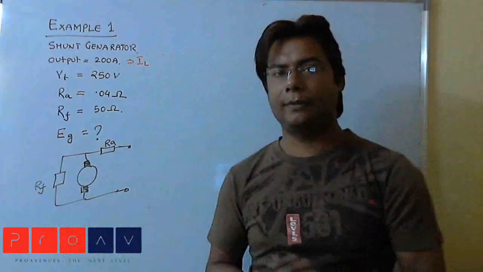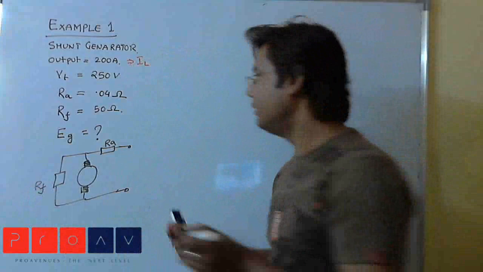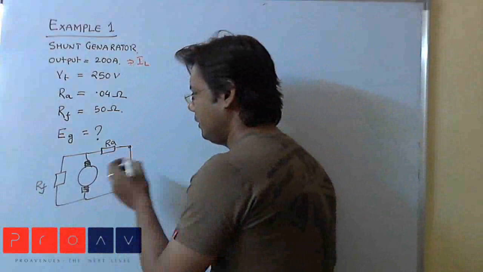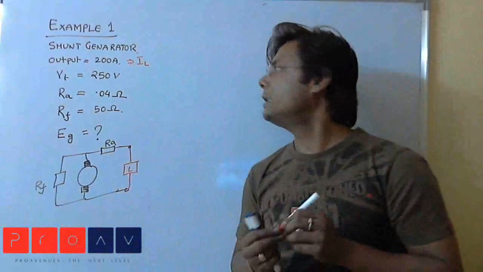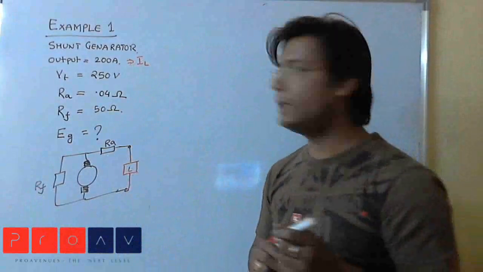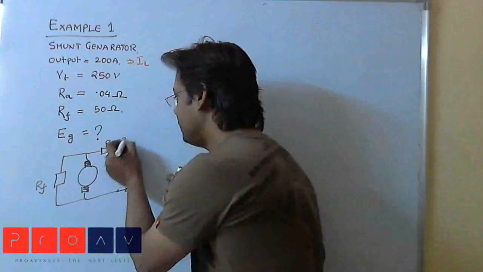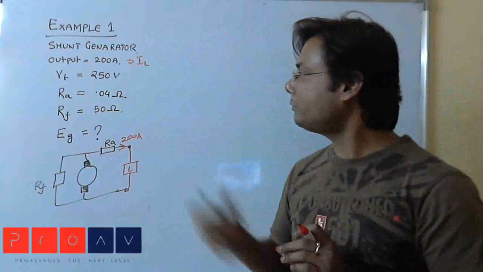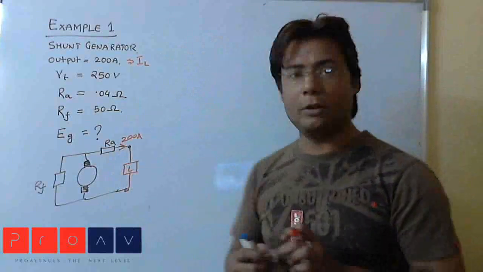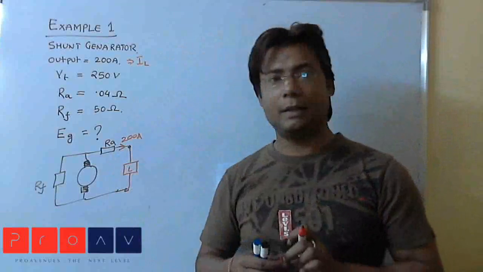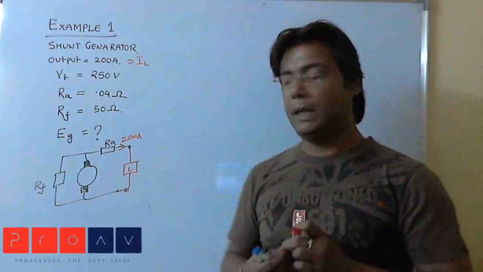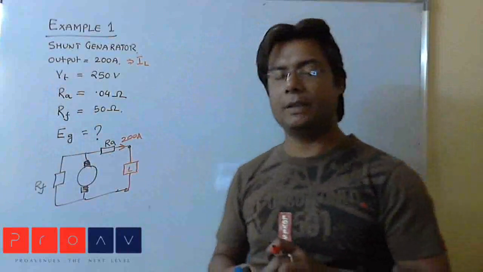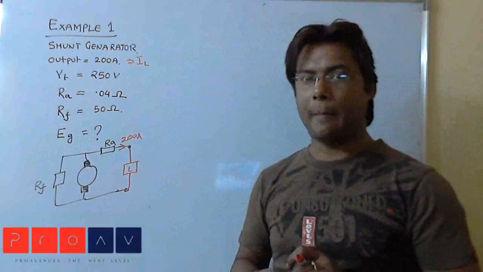RA and RF. This is a shunt generator and a load is connected to it. Since it is said that the load current IL is 200 amperes, this is 200 amps, then resistance RA is given, that is 0.04, and RF is given, that is 50 ohm. Even if it is not written there, one should understand that the field resistance of a shunt generator should be very high.